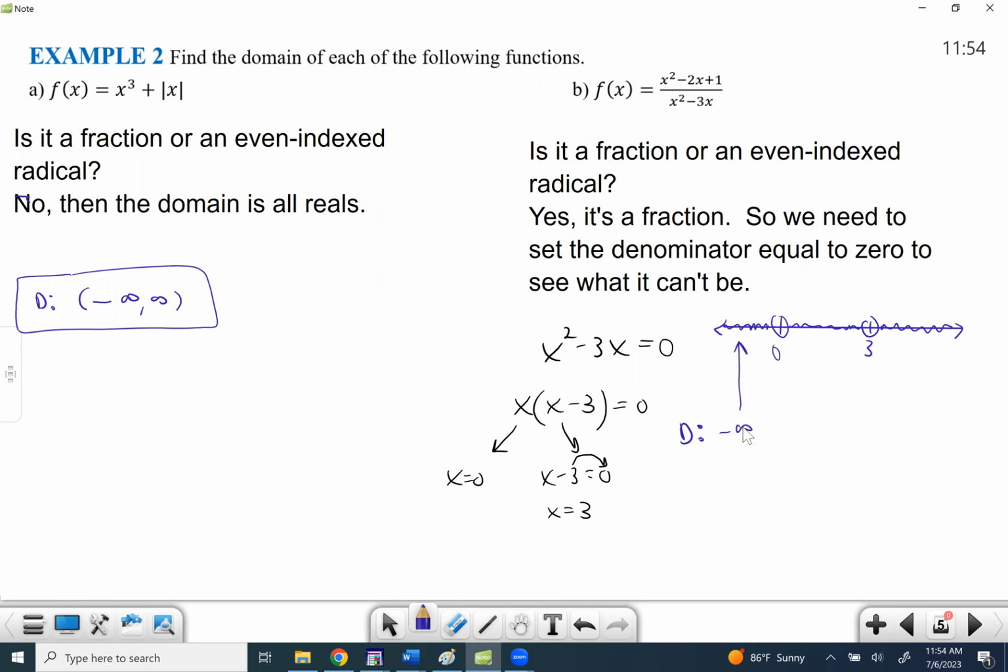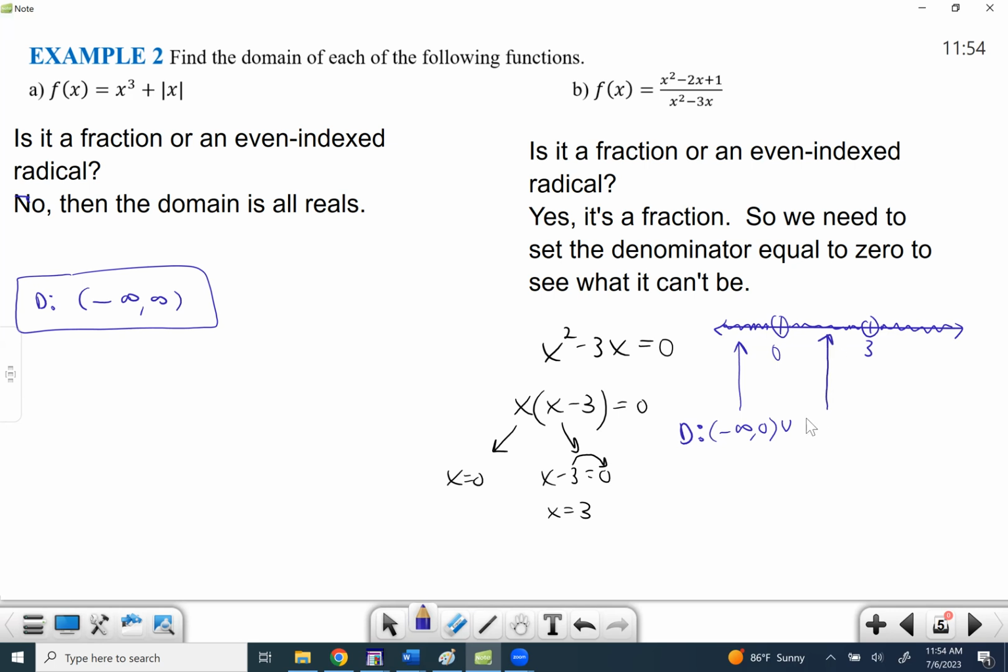This would be from negative infinity all the way to 0, and make sure you use parentheses because you do not want to include 0. If you put a square bracket on it, you're saying go ahead and include 0, and we just found out it can't be 0. So we're going to put a parentheses on it. Then you use this U for union, like a capital U, to talk about the next piece.